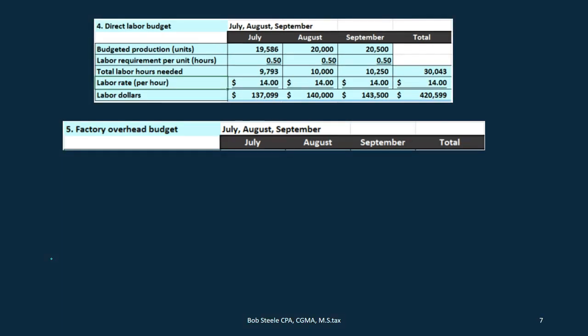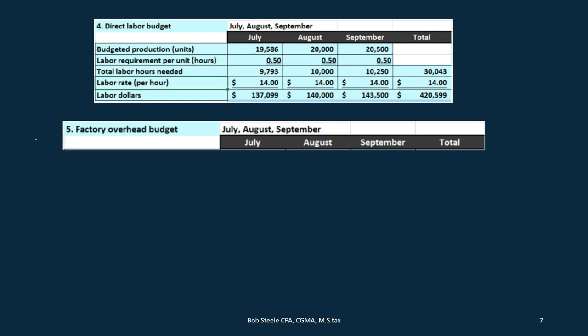Now we're going to take the direct labor budget to help us create the factory overhead budget. When we think about the factory overhead budget, the thing that we need to keep in mind is that usually there's two components to factory overhead. We have some costs that are going to be variable and some that are fixed. We may have some mixed costs even, but we need to break out those two. We need to figure out how we are going to deal with the variable portion and the fixed portion.